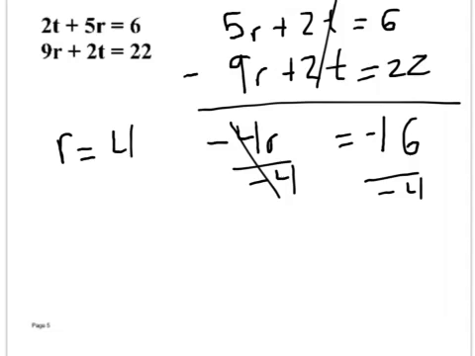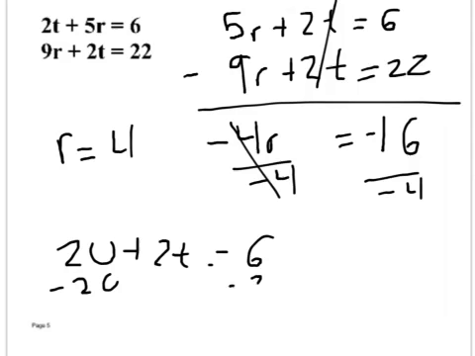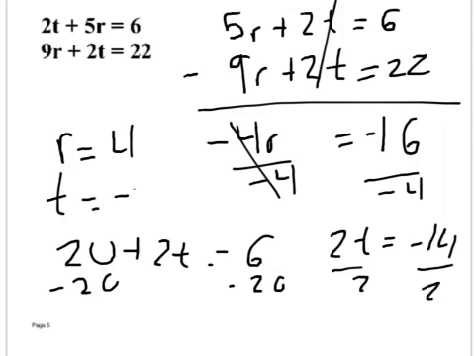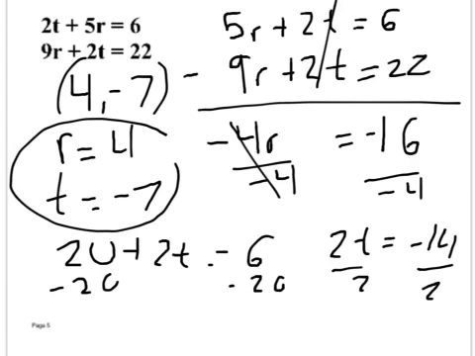I then plug that into one of these equations. It does not matter which. I'm going to go in that top one. 5 times 4 is 20. Plus 2t equals 6. Subtract 20. 2t equals -14. Divide by 2. t is -7. You go alphabetically, so you could write it as (4, -7). Or you could write it as this. Either way. Here is your assignment.